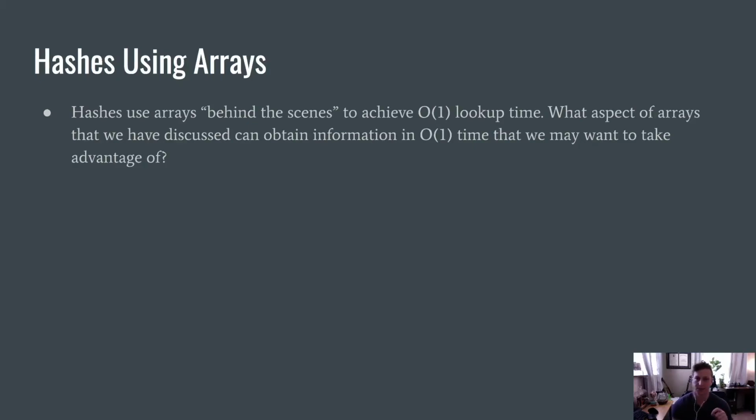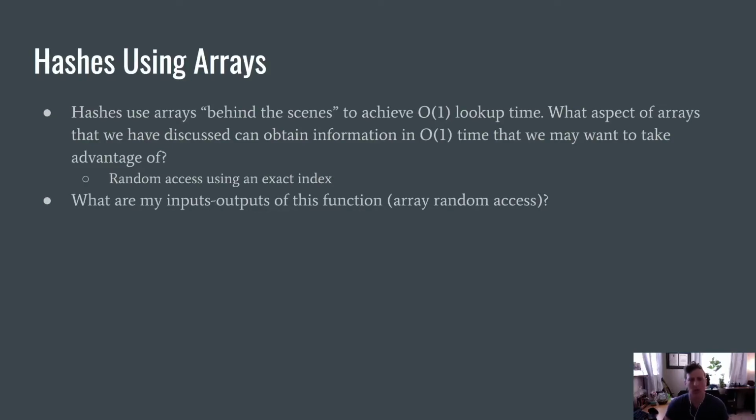Okay, so in order to do that, first let's identify what aspect of arrays that we've discussed already allows an array to obtain information in O of 1 time. So it's going to be that aspect of the array that we want to take advantage of. So what have we talked about with arrays so far that allows O of 1 lookup time? All right, so pause and think about it. And that's going to be random access using an exact index. So if I know the index of an element in my array, I can get that element in O of 1 time because all my computer does, like we talked about, is calculate the memory location and just go right there.